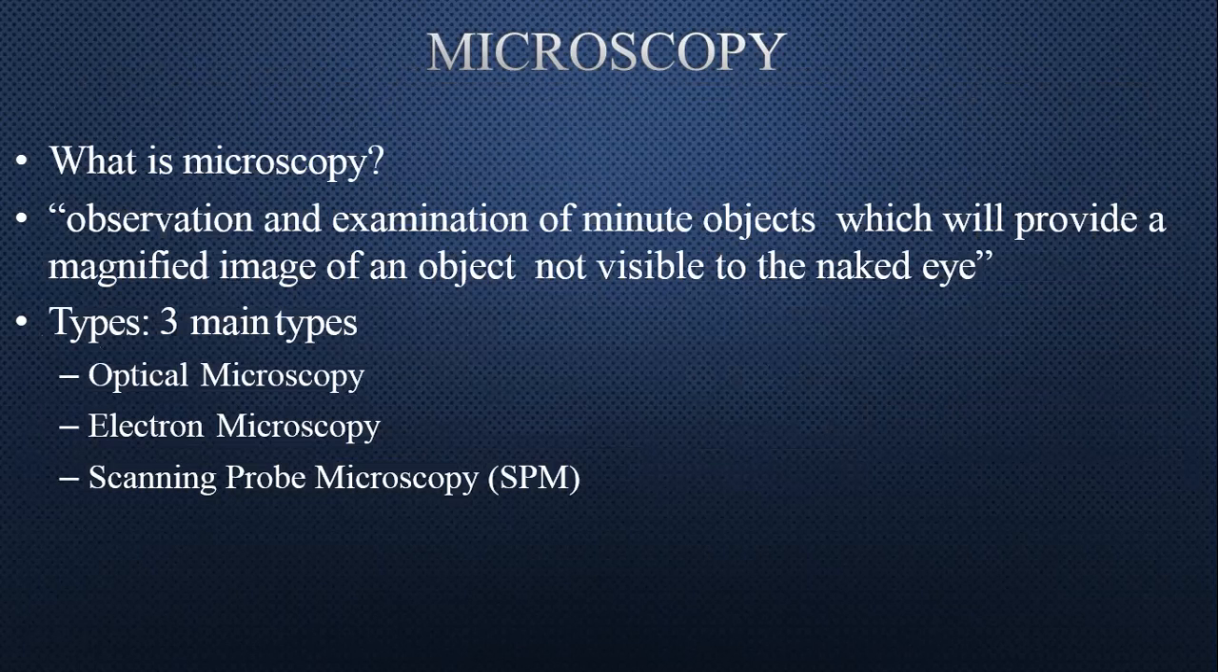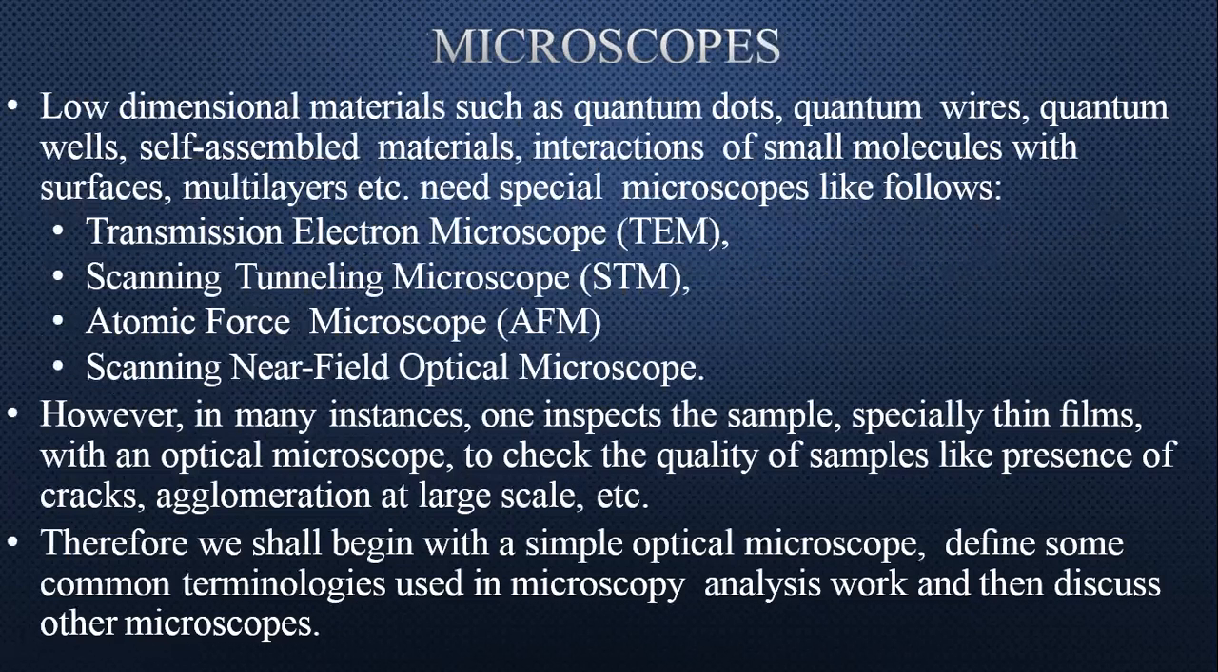They are as follows. The first one is optical microscopy. Second is electron microscopy. And the next one is scanning probe microscopy, generally abbreviated as SPM. Let us discuss the microscope first.